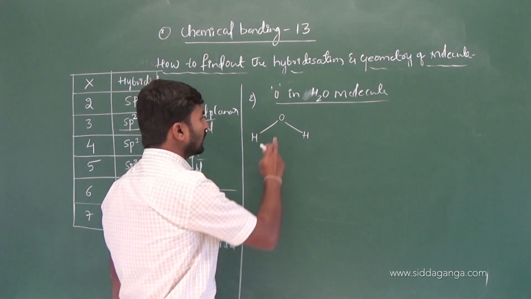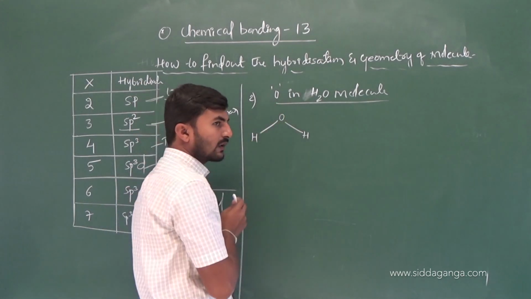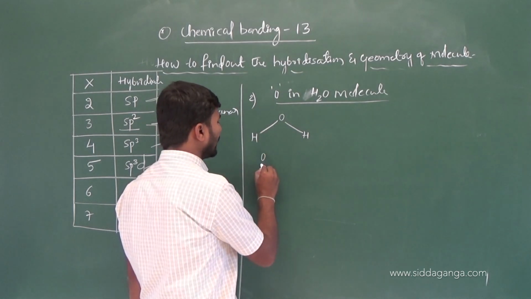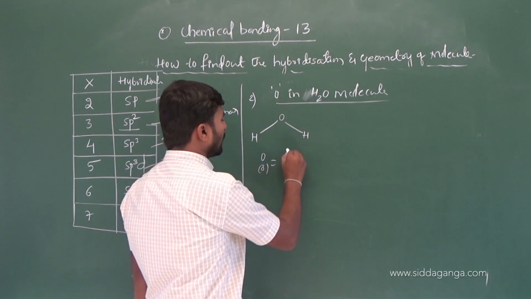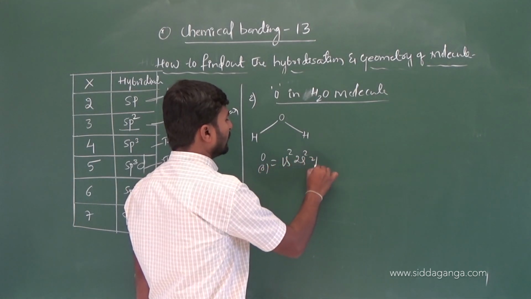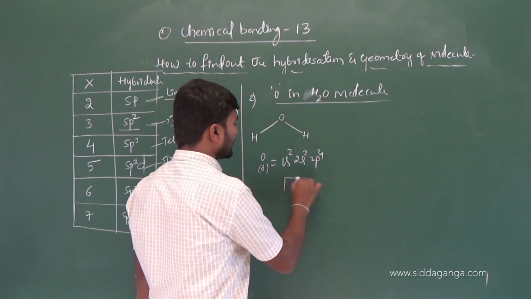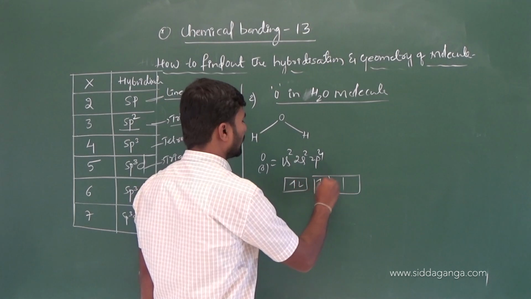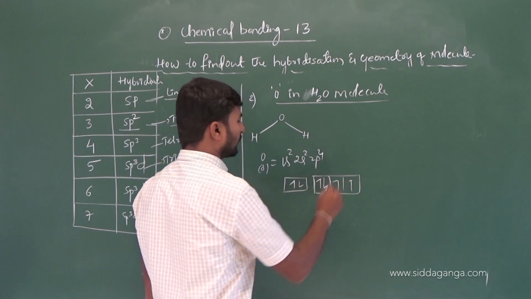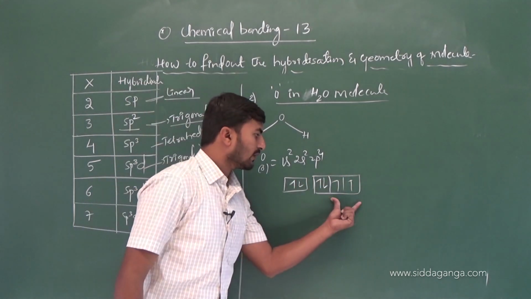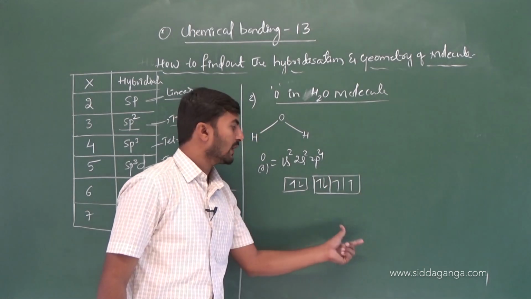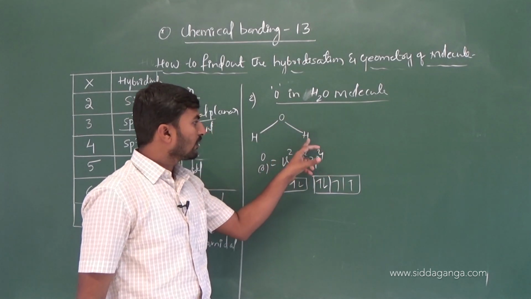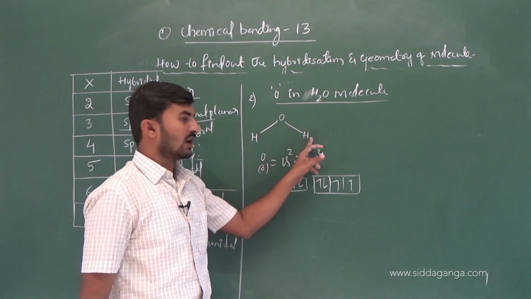Okay, here how to find out its lone pair of electrons? Oxygen has atomic number 8: 1s2, 2s2, 2p4. Here two electrons, or two half-filled atomic orbitals of oxygen, are involved in the bond formation with the hydrogen atoms.